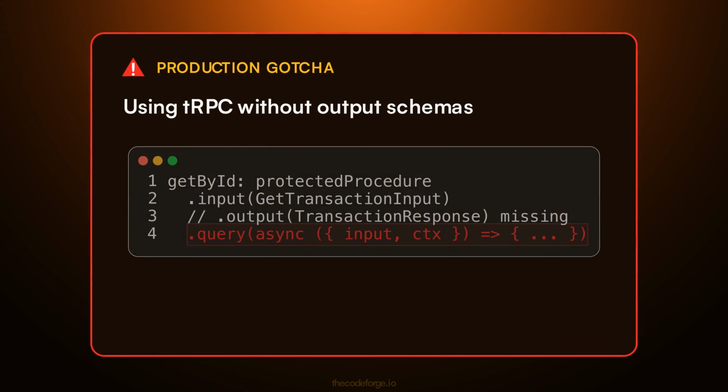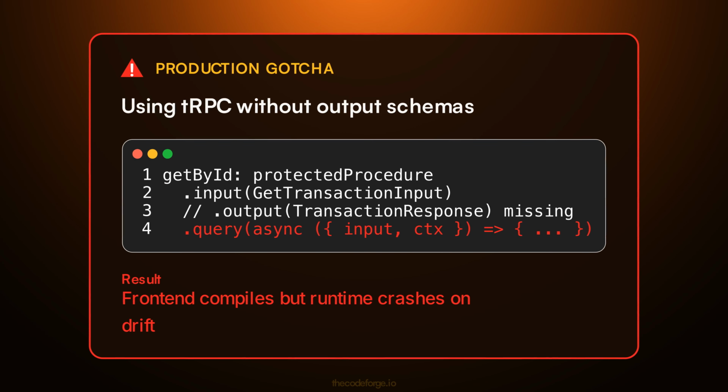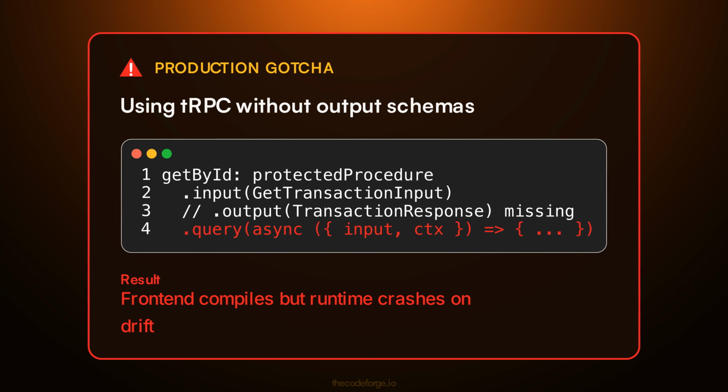A team used tRPC without output schemas on 30 procedures. After a refactor changed 5 return shapes, the front-end compiled without errors. tRPC had inferred the stale return types. They matched the old function signatures exactly. Runtime crashes appeared because the actual data did not match the inferred types.